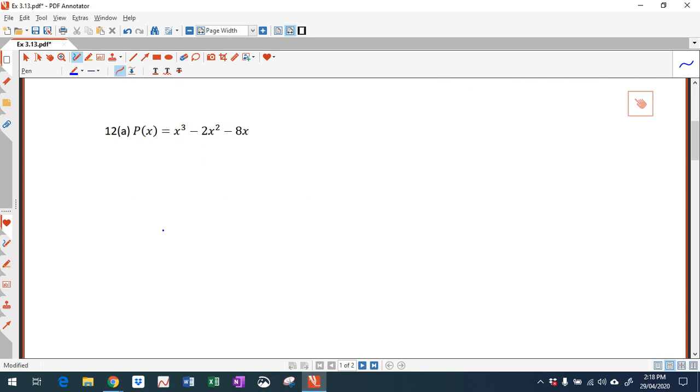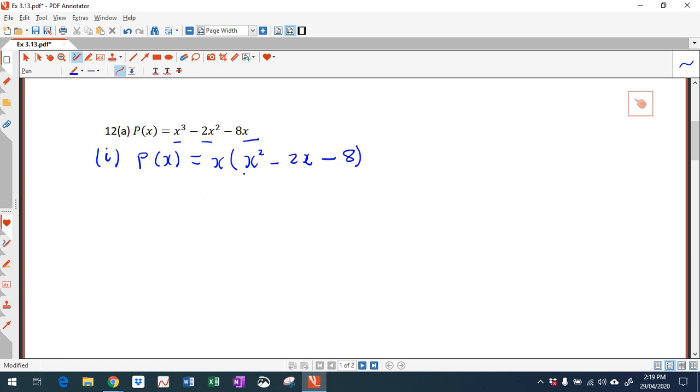Okay, so let's have a look at 12a. So first part is part 1. You've got to write it as a product of its factors. Okay, well, we'll notice that all of these have an x in it. So I'm going to write p of x with a common factor of x. And then there's x squared minus 2x minus 8.